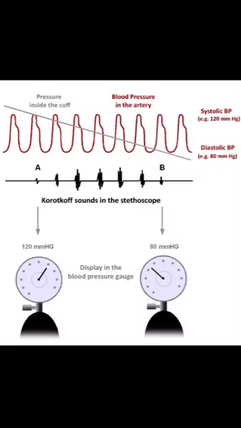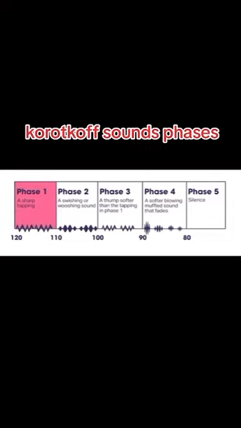pressure. Korotkoff sounds are produced when the cuff pressure is between systolic and diastolic pressures, due to the artery collapsing and then reopening with each heartbeat. Phase 1 is the first sound heard when the cuff pressure is released. This provides the systolic pressure reading.